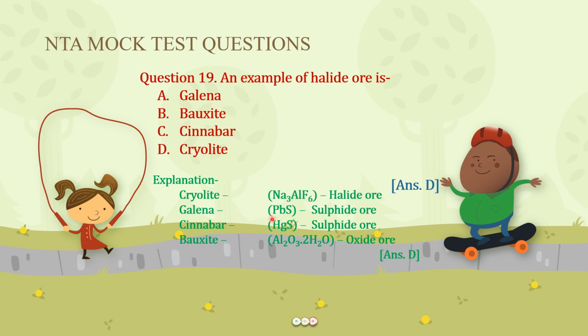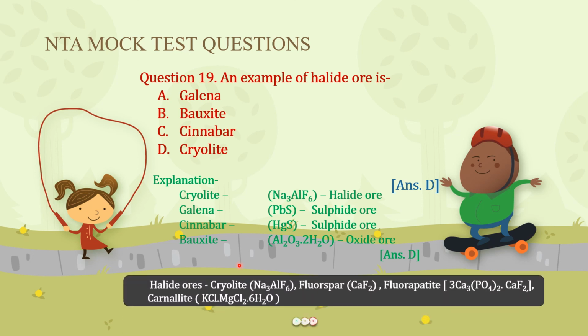Then we have galena, which is PbS. So this is a sulfide ore, and cinnabar is mercuric sulfide. So this is also a sulfide ore. Whereas bauxite is an ore of aluminium. This is an oxide ore. It is Al2O3·2H2O.